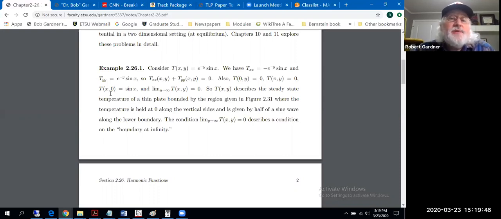If we plug in y equals 0, the exponential function will produce a 1, and we're left with a sine function. So along the x-axis, we get this function to have a profile, a cross-section of sine x. If we take a limit as y approaches infinity, the exponential function will go to 0 in the limit. And so the limit of the T function will be 0 as y approaches infinity. This function T describes the steady state temperature of a thin plate bounded by the region below.